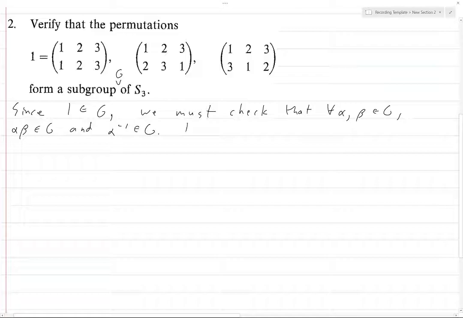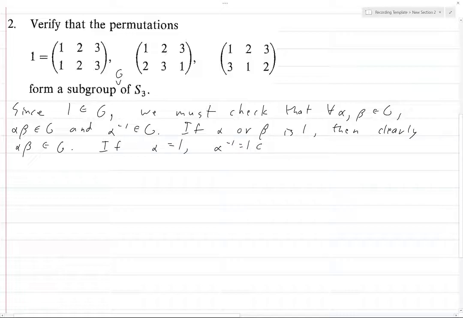So, let's see here. If alpha or beta is 1, then clearly alpha beta is in G. If alpha equals 1, alpha inverse equals 1 is in G. Alpha is the only one we want inverses for.